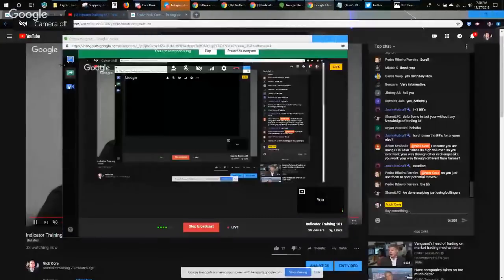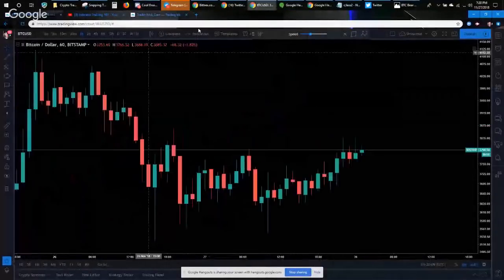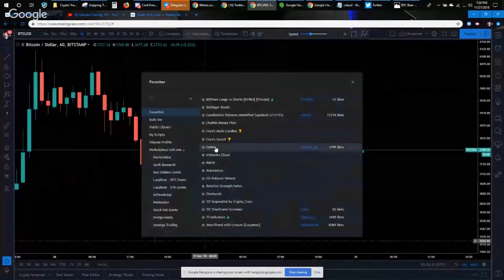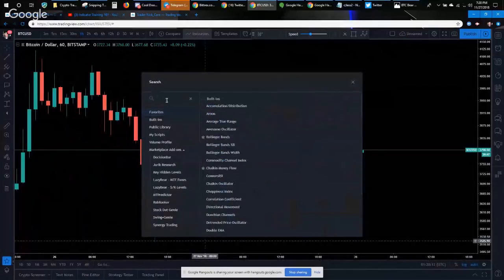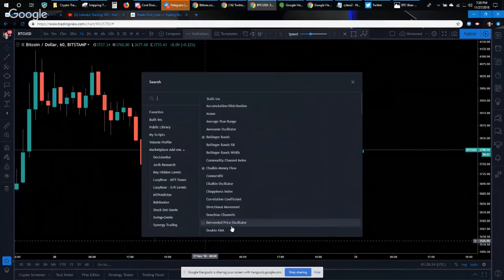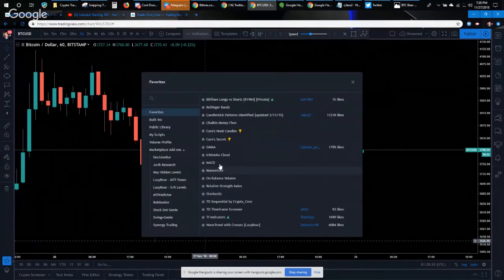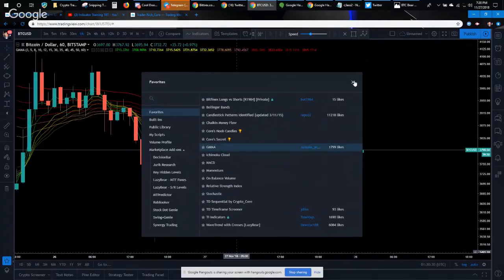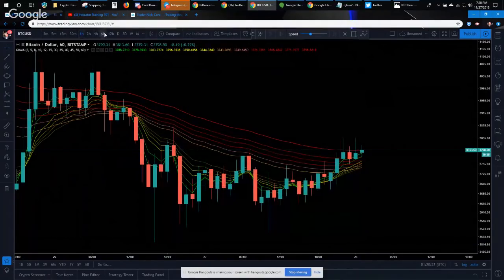Let's switch back over and let's do the GMMA, which is a beautiful indicator. Great for showing overbought and oversold conditions. Here it is right here. All you have to do is type in GMMA. There's a number of them on there, but I suggest you use the stock one, which is the Guppy multiple moving average. You can type in either one, Guppy multiple moving average, GMMA. And what the hell is the GMMA, you ask? Well, let me show you.